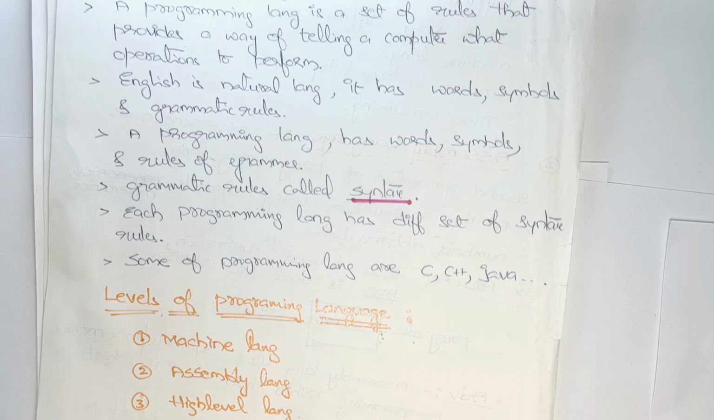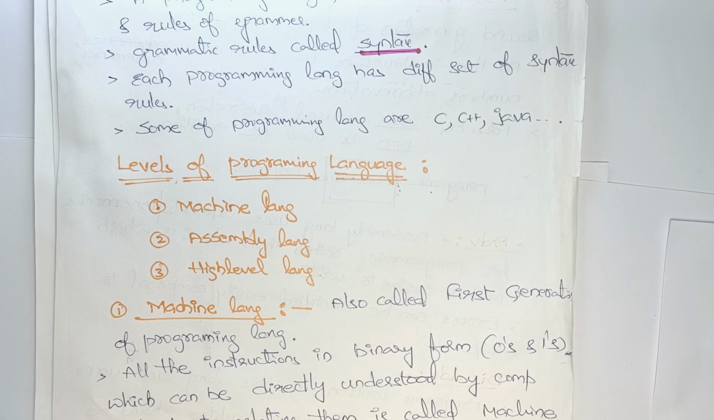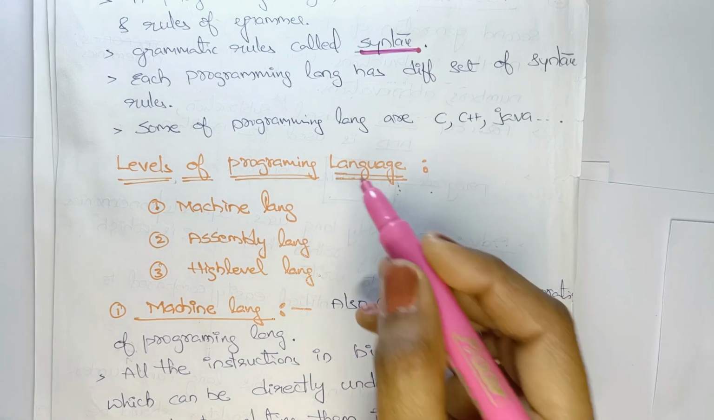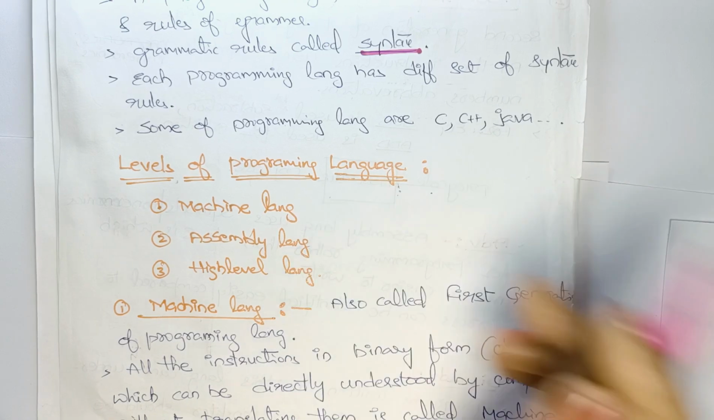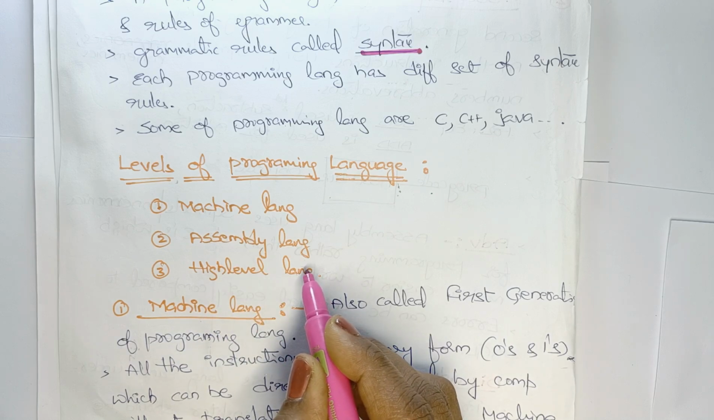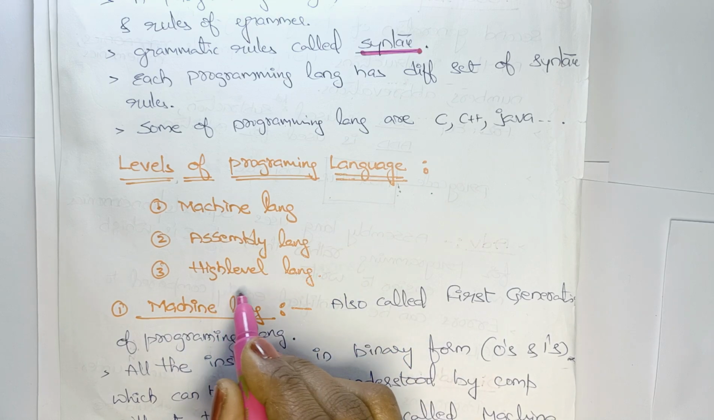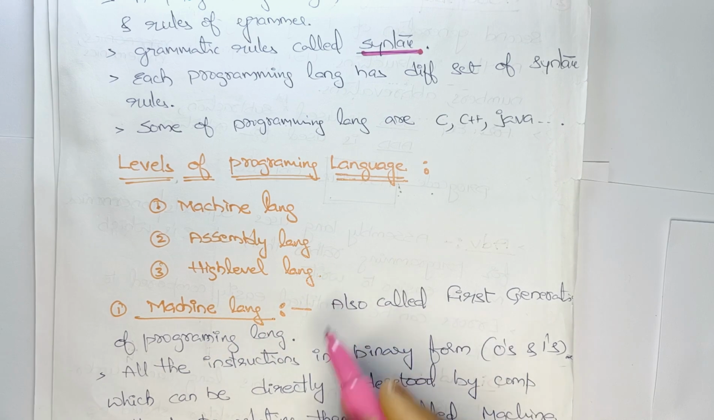Now we will see levels of the programming language. First level is the machine language. This is also called the first generation language. And next is assembly language. It is also called the second generation language. Next one is high level language. It is also called the third generation language.